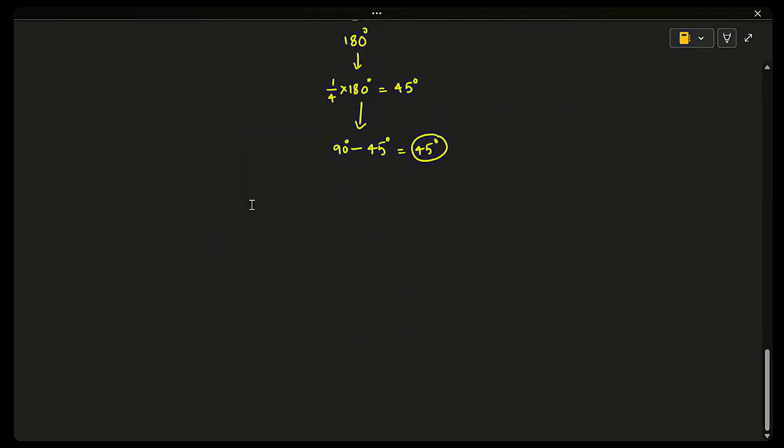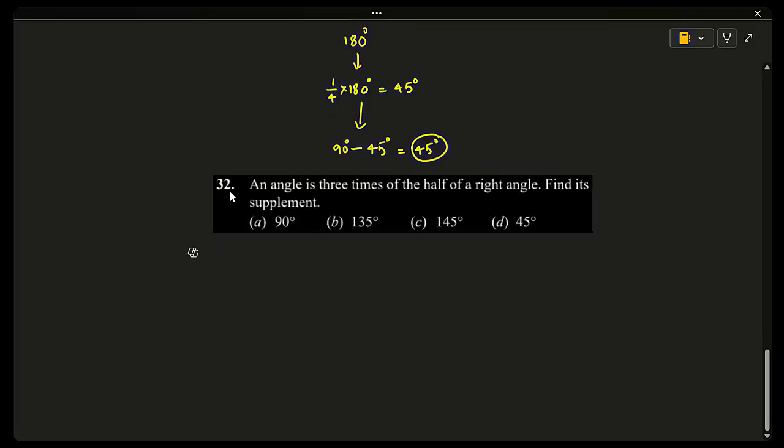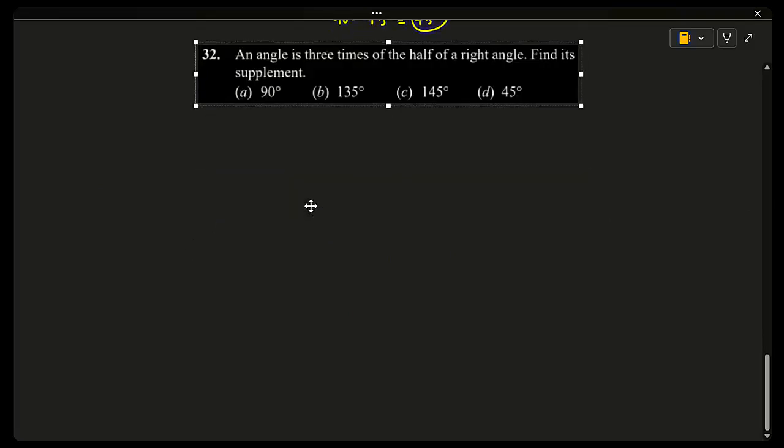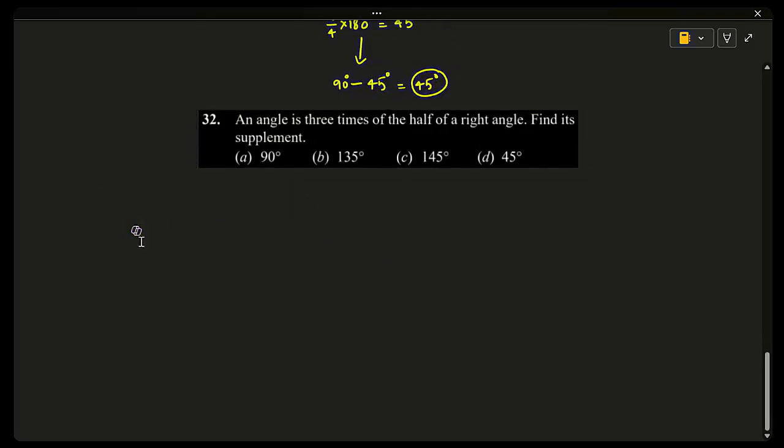32nd question. An angle is 3 times the half of a right angle. Find its supplement. So again here a chain is given. So let's start in the reverse order. First let us start from the right angle. A right angle, as you know, is 90 degrees. Then we want half of that. So half of 90 degrees, we get 45 degrees.